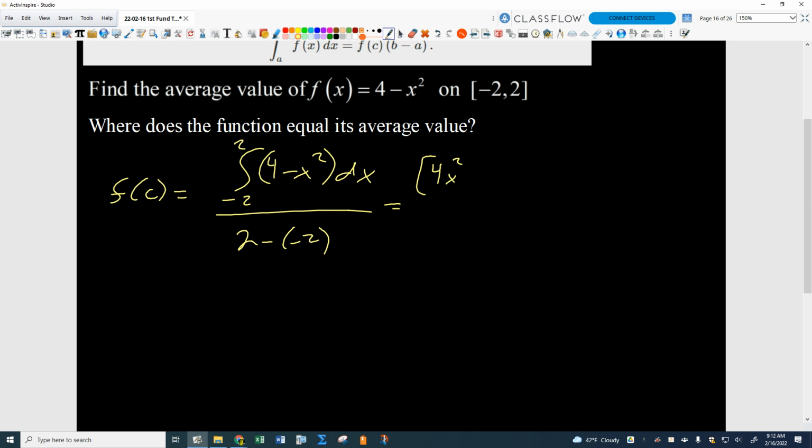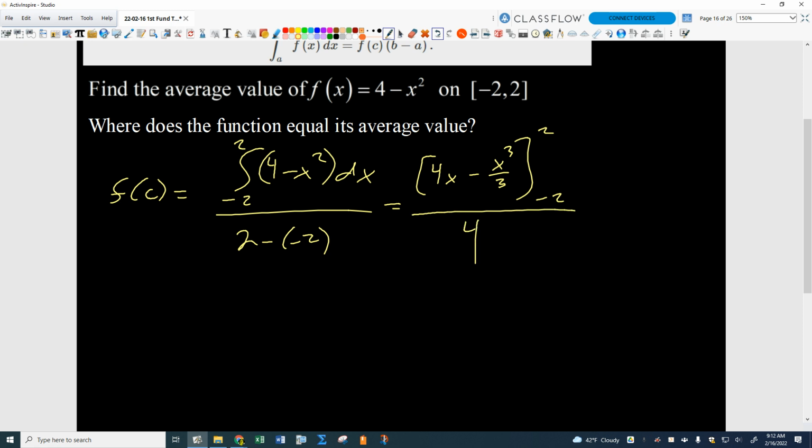4x squared, or sorry, 4x, right? Minus x cubed over 3, from negative 2 to 2, okay? What do you notice about those limits? They're symmetrical, right? Okay. The limits are symmetrical.